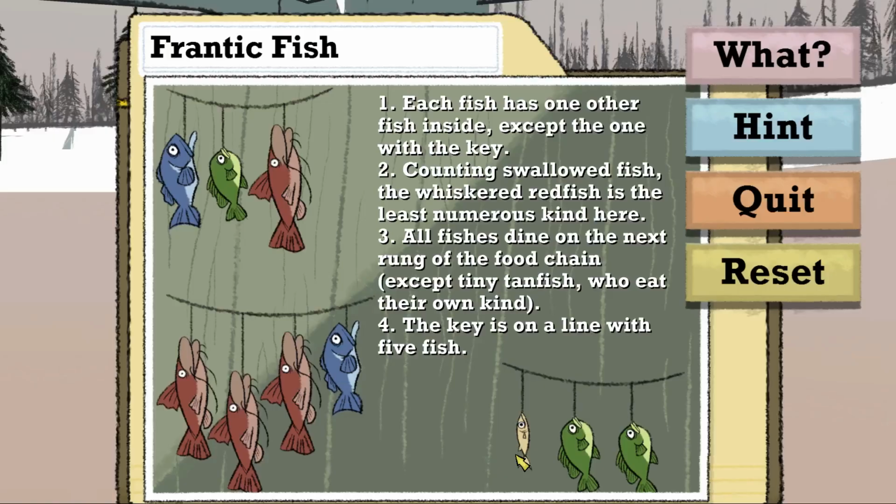That doesn't make sense to me. I am following the logic that one of these fish has the key. I am following the logic that these fish eat the other fish. But what you're saying is that when I pull down, let's say, the green fish here, and then the tan fish is underneath it, the tan fish in the green has the key. No. There's only one thing in each fish.